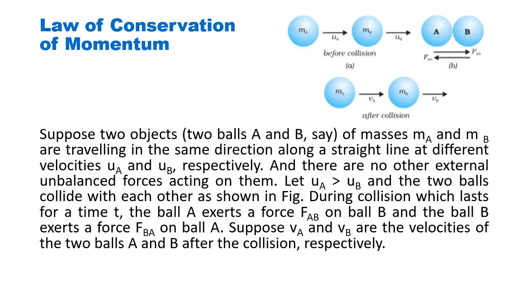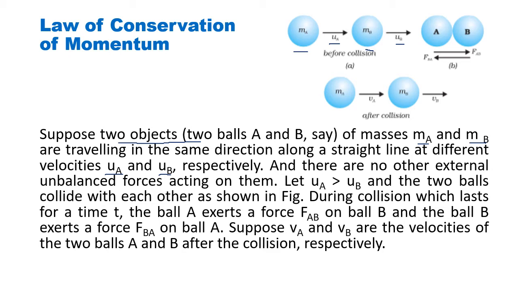Let us see. So we have two objects, say two balls, A and B, whose masses are MA and MB. They are traveling in the same direction, you can see the arrows in the same direction in a straight line, but with different velocities. So MA is traveling with the initial velocity UA and MB with the initial velocity UB respectively. So this is before collision.